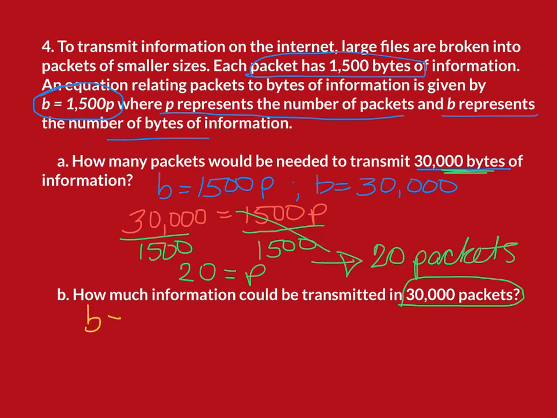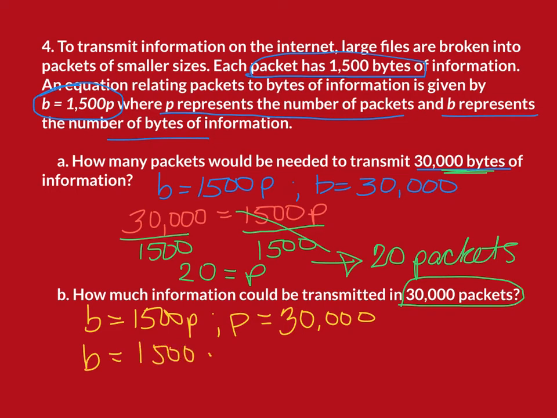We have our equation, B equals 1,500p. This time, instead of being given B, we're given p. So we're separating those by a semicolon. We're saying that p is equal to 30,000. We substitute in: B equals 1,500 times 30,000. And then once we do that math, we should hopefully see that there's 45 million bytes of information.